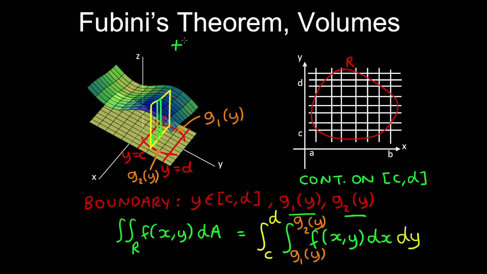So for a positive continuous function, being f of x and y, over this region in the xy plane, the volume of the solid region that's bounded below by R and above by the surface, defined by z as a function of x and y, is defined in the same way as for a rectangular region. So therefore the volume of the solid region is given by this double integral.